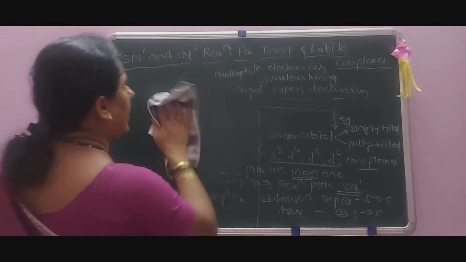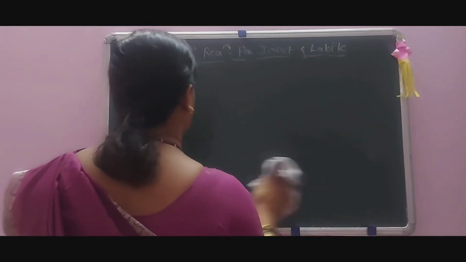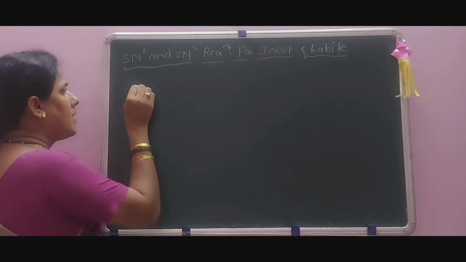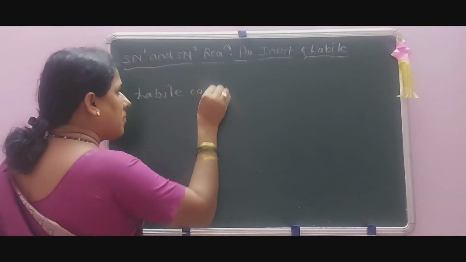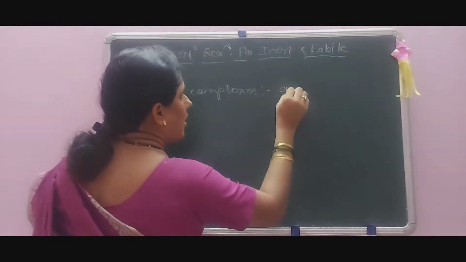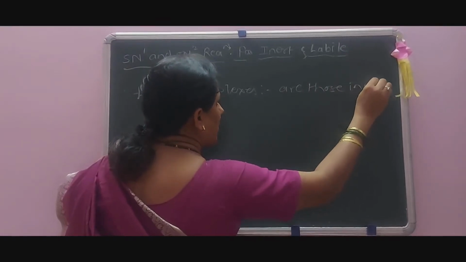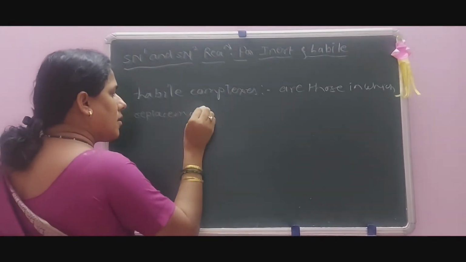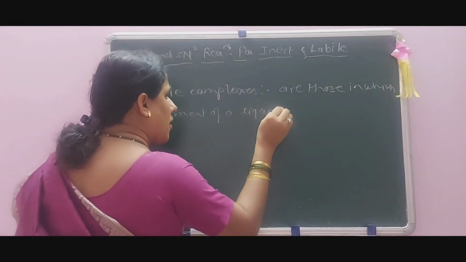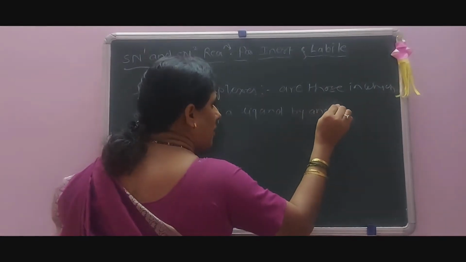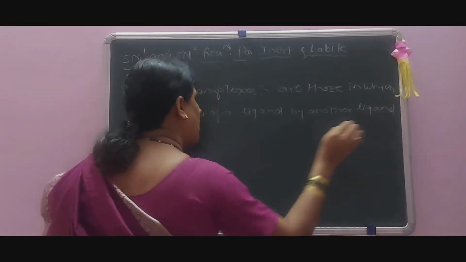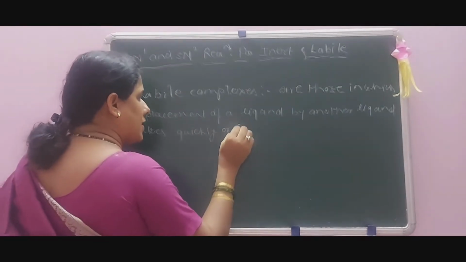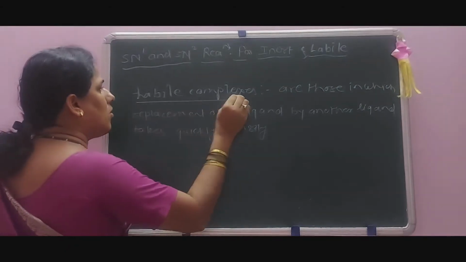Labile complexes are those in which replacement of a ligand by another ligand takes place quickly or fastly. These are called labile complexes.